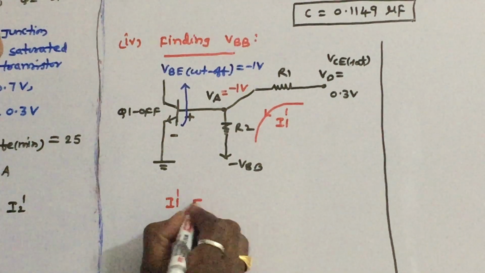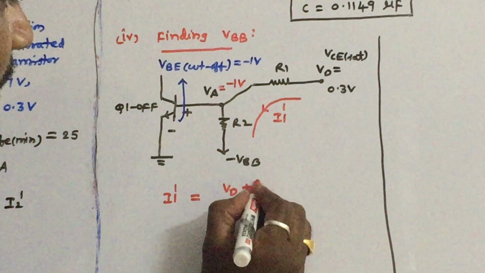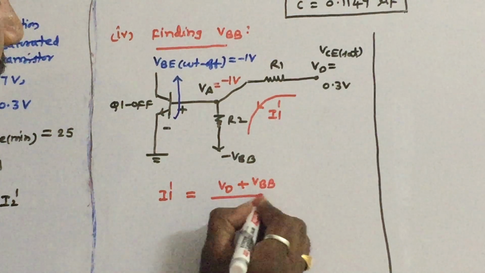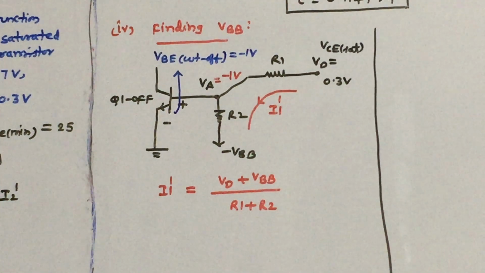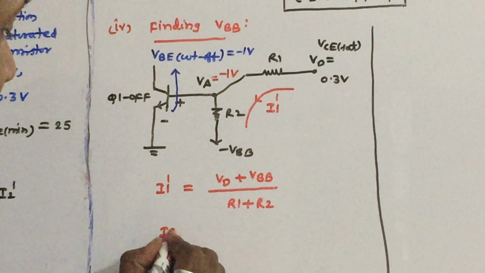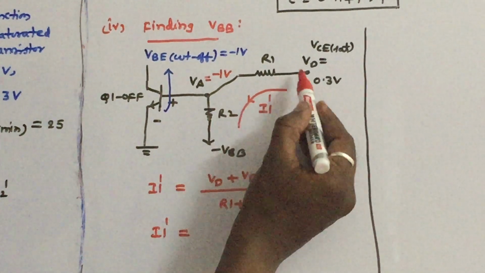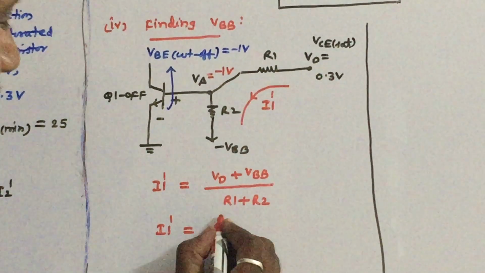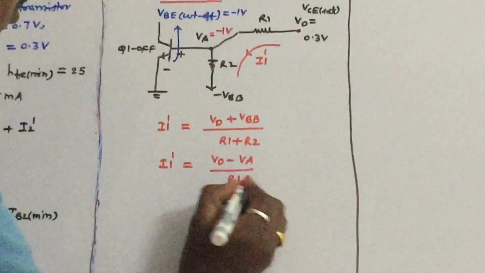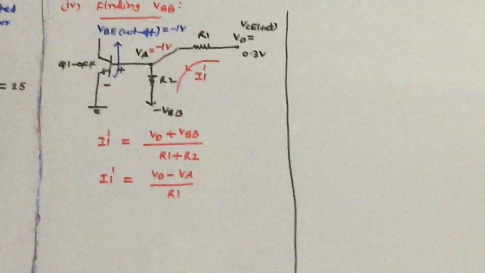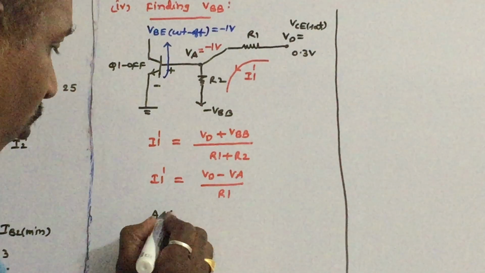Simply, I1 dash is equal to, what is the formula? (VD plus VBB) by (R1 plus R2). Similarly, I1 dash is the formula, because this current is flowing in the same branch, (VD minus VA) by R1. So remember that when VBB is not given, assume R1 is equal to R2. That is another important point you have to remember.